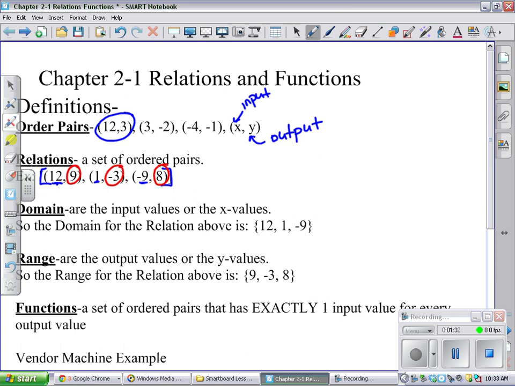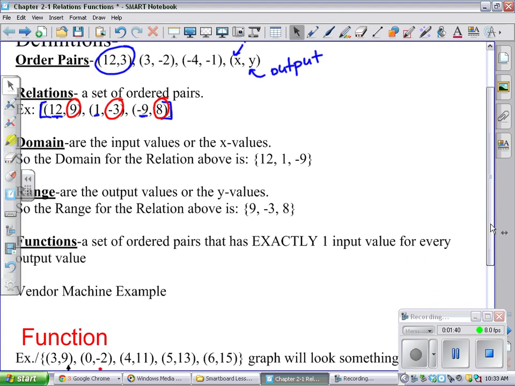A function is a set of ordered pairs that has exactly one output value for every input value. So basically, the x values don't repeat.